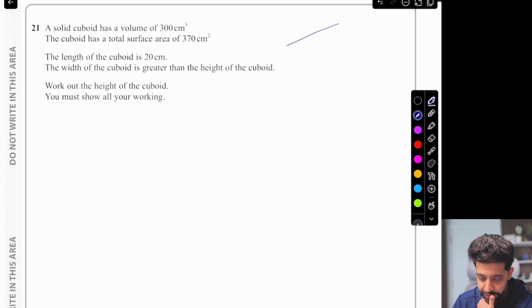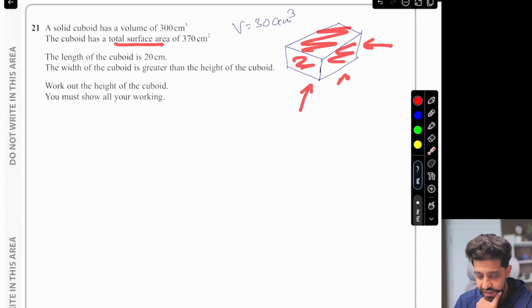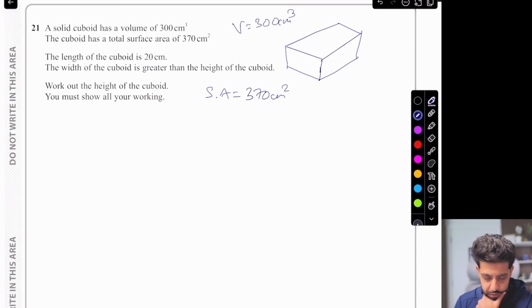All right, let's draw a cuboid. Okay, so we know that the volume of this is 300 centimeter cubed. The surface area, which is that side, that side, that side, the side underneath, the side right there, the side, where else are we missing? Oh yeah, the other side here. All of them added together gives you 370. So surface area, actually, let's write it on the other side because I might need that space, is 370 centimeters squared. And the length of the cuboid is 20. So the length here is 20 centimeters.